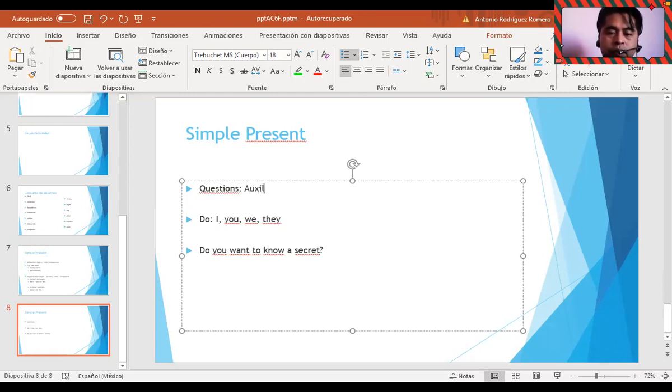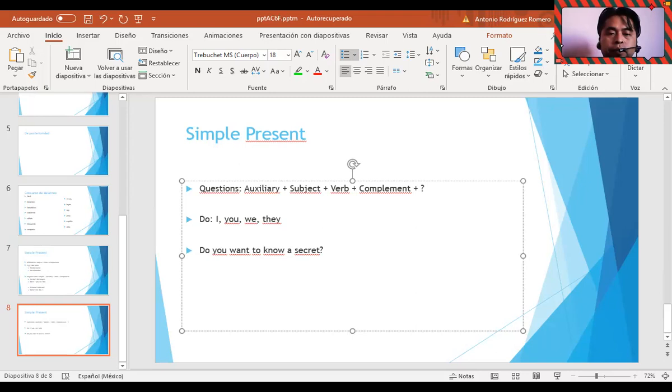Auxiliary plus my subject plus my verb. And if you pay attention, the verb is not conjugated. We call it base form, but we are going to see that later. And we also have complement. Remember that the complement is not always necessary, but what is really necessary is the question mark. Remember, if a question has no question mark, it's not a question.